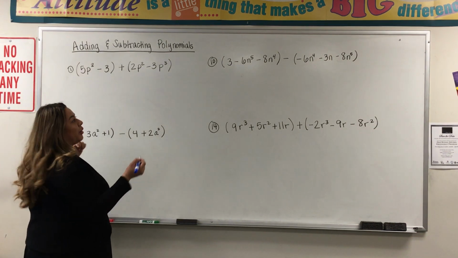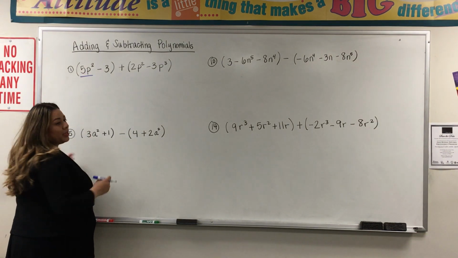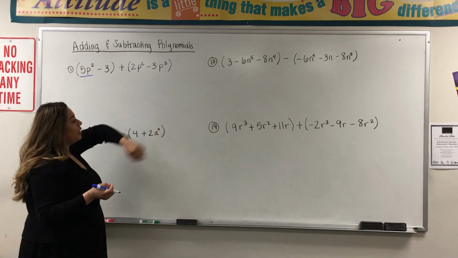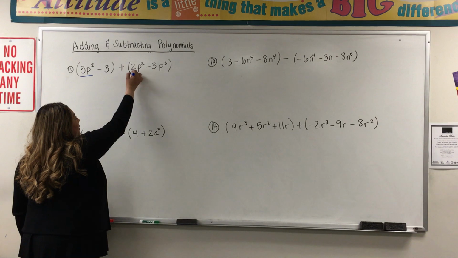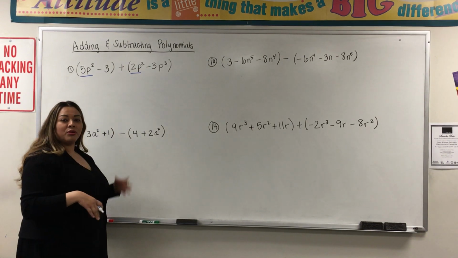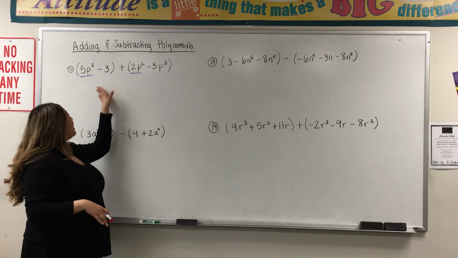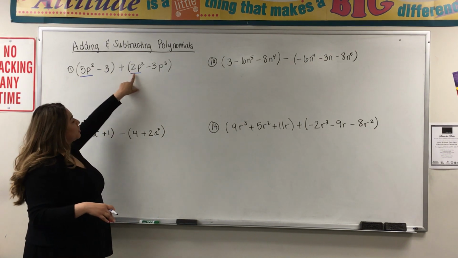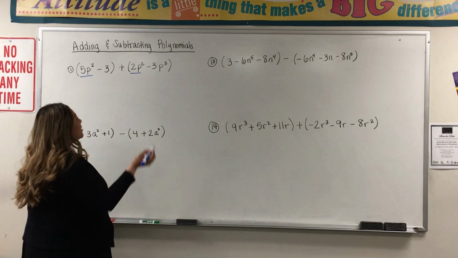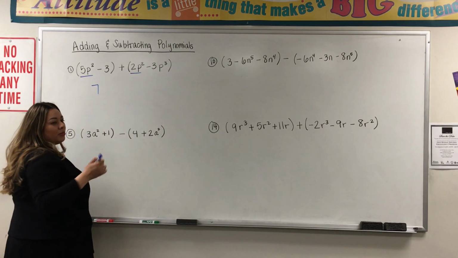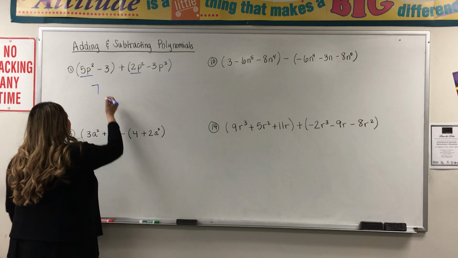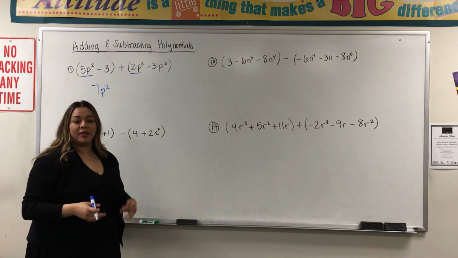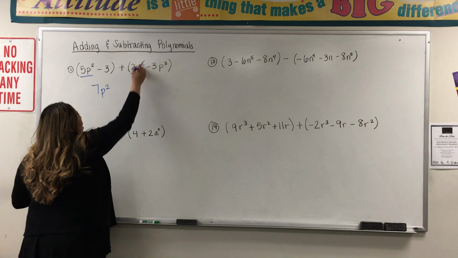For instance, right here, we have 5p squared. We have to identify and see, do we have another p squared somewhere around here in this column? Yes, we do. We have it over here. So we're going to put them together. Right here on this side, we have 5. Over here, we have 2, and we are adding them. So what's 5 plus 2? That's going to give us 7, but not only 7, because they both have the p squared. So 7p squared. Once we put them together, I'm going to suggest that you cross them out.